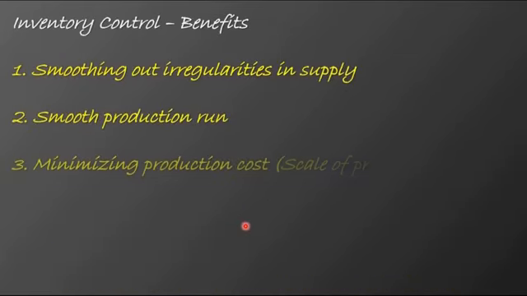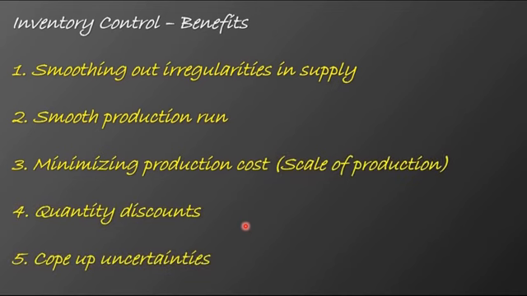Now let's discuss quickly benefits of inventory control. It smooths out the irregularities in supply. There is a smooth production because we have enough inventory. It minimizes production cost because of the higher scale of production and production of economic batch quantity, quantity discounts, and it copes up with uncertainties, that is either man-made or natural calamities.